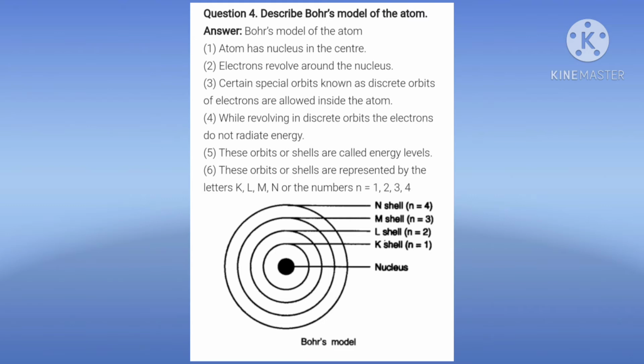So this is about Bohr's model. Is it clear? Once again I am repeating. The atom has a nucleus in the center. Second, electrons revolve around the nucleus. Certain special orbits known as discrete orbits of electrons are allowed inside the atom. While revolving in discrete orbits, the electrons don't radiate energy. These orbits or shells are called energy levels. And the last one, these orbits or shells are represented by the letters K, L, M, N, or the numbers 1, 2, 3, 4.